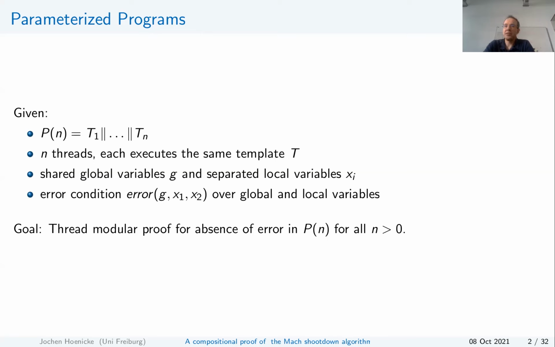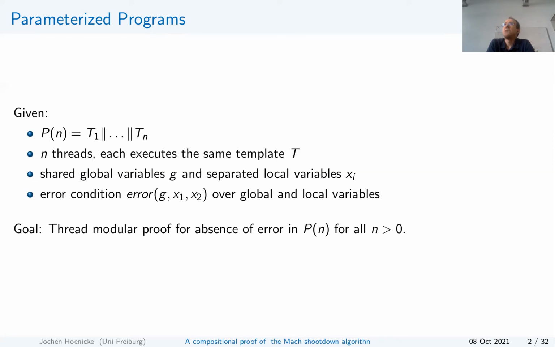The kind of properties that we are interested in are safety properties. So we introduce an error condition, and we want to show that the program is free of errors. The error condition can talk about the global variables and the local variables of, say, two threads, x1 and x2. Since the whole program is symmetric, every thread executes the same thread template. If we show that an error condition cannot be reached for x1 and x2, then it cannot be reached for any pair of threads in the program.